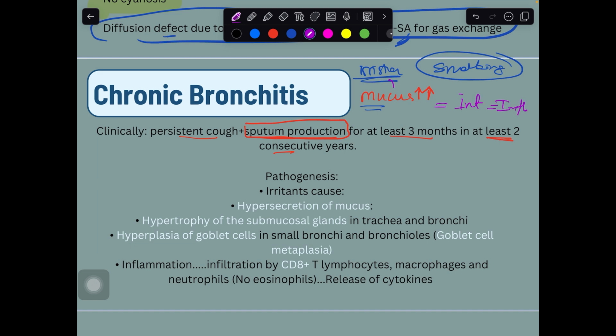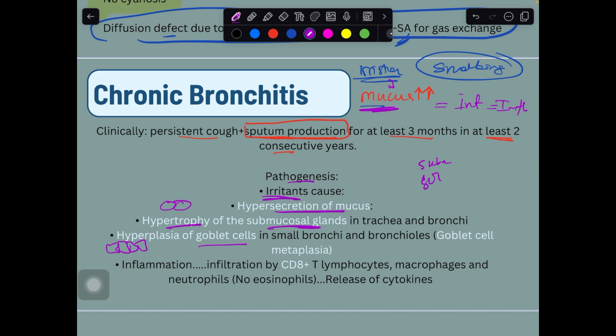The irritation is causing the mucus secretions to increase. What are the cells that are secreting the mucus? We have 2 types of cells: the submucosal glands as well as my goblet cells. So this is what we see in the pathogenesis. We have irritants such as smoking, which cause hypersecretion of mucus. These highlighted words are very important because these are the things that you need to note. There is hypertrophy of my submucosal glands and hyperplasia of goblet cells. Hypertrophy, there is an increase in size. Hyperplasia, there is an increase in the number of the goblet cells.